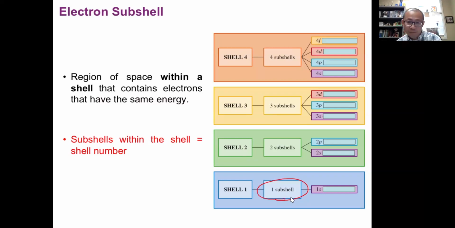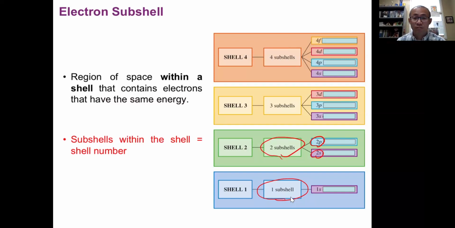If you look at the picture shown here, the first shell has one subshell. We call the subshell s subshell, and because it belongs to the first shell, we call that subshell 1s. The second shell has two subshells, called s and p. Because they both belong to the second shell, we call them 2s and 2p.